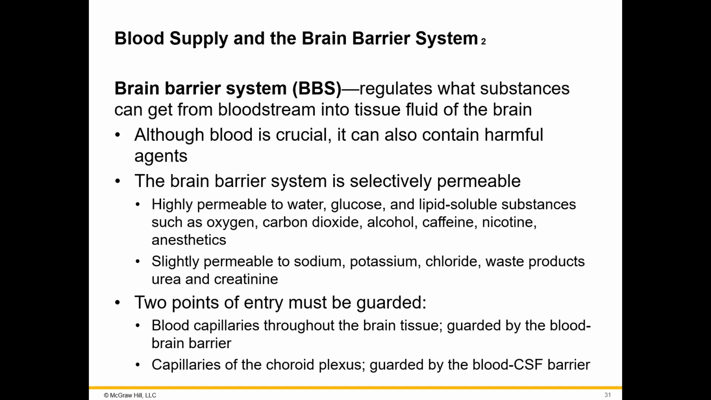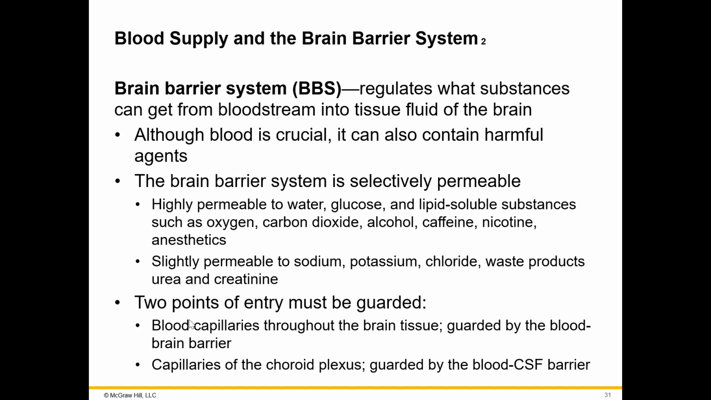Okay, so the blood-brain barrier system regulates what substances can get from the bloodstream into the tissue fluid of the brain. Although the blood is crucial, it can also contain harmful agents. So the barrier system is selectively permeable. It is highly permeable to water, glucose, and lipid soluble substances such as oxygen, carbon dioxide, alcohol, caffeine, nicotine, and anesthetics. Two points of entry must be guarded.